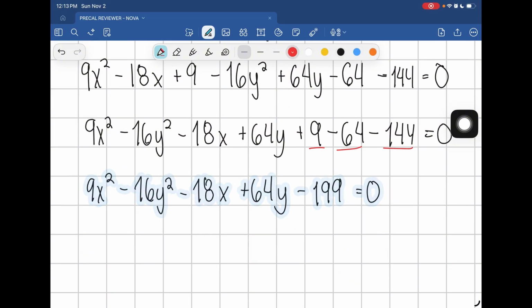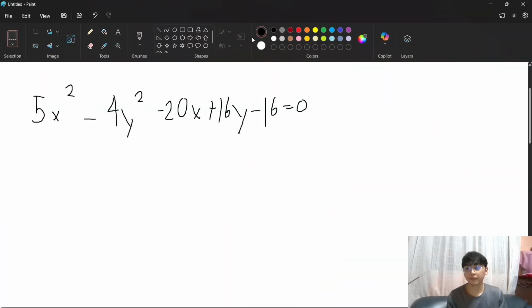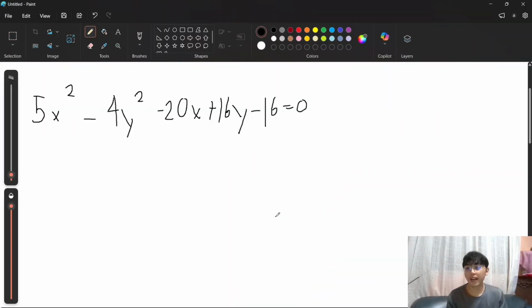So this is our general equation. Okay. So what we have here is a general equation, and we want to turn it into a standard equation of a hyperbola. Now our given is 5x squared minus 4y squared minus 20x plus 16y minus 16 is equal to 0. Now the first step that we need to do is group the like terms.